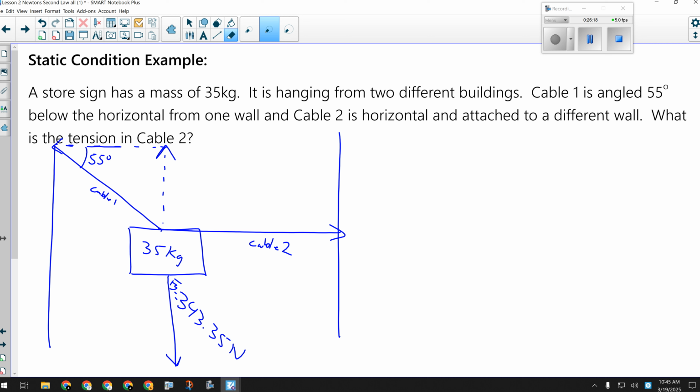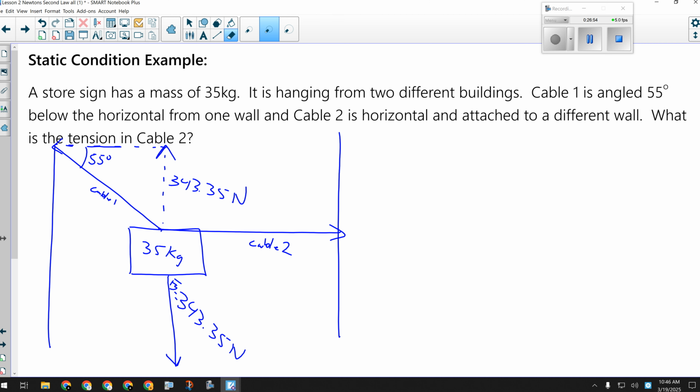Josh, how big do you think it'll be? No idea. I think you do have an idea. The sign's not moving, and there's a force of 343.35 acting down. How much force is acting up? 343.35. Exactly. Same amount of force. If it's not going to move, that means the net force has to be 0. That means the force down and the force up have to add up to 0. So this force and this force balance each other out.